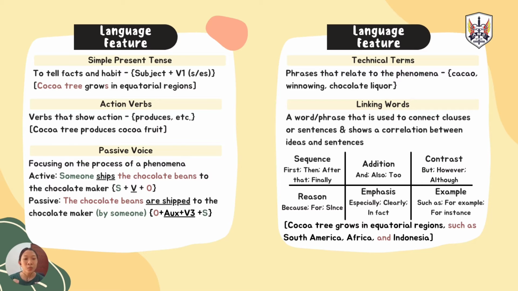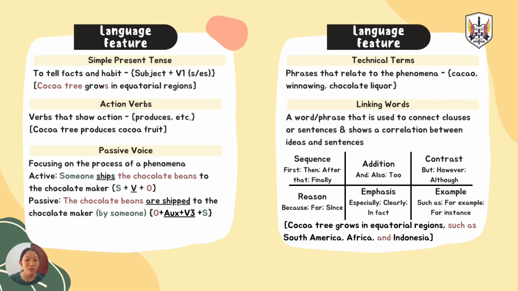In active sentence, for example, someone ships the chocolate beans to the chocolate maker. Here we use simple present tense, but back again, it's up to you whether you want to use simple past or past continuous, present continuous. It's based on the situation. Here we can separate the part into subject plus verb plus S or ES because this is simple present tense plus object. When we want to make it passive, we change the position and we add something on the verb.